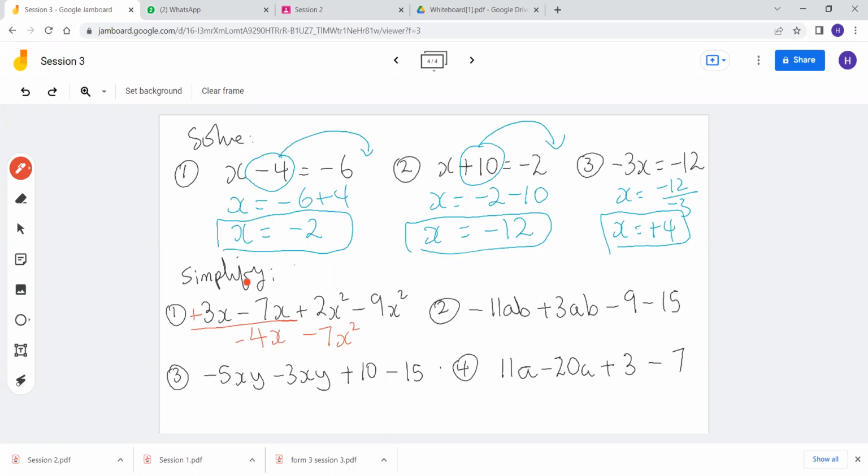Next question now. Look here. Minus 11ab plus 3ab. You've seen ab with ab. These are like terms, so we're going to simplify them using the laws of directed numbers. Different signs, we're going to find the difference. 11 take away 3 is 8, so this is minus 8ab.